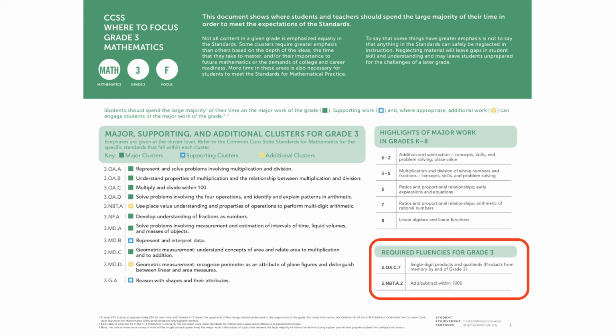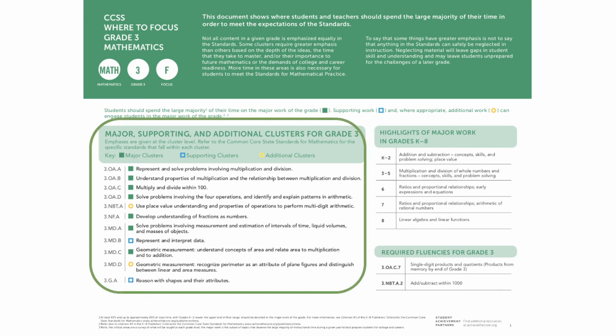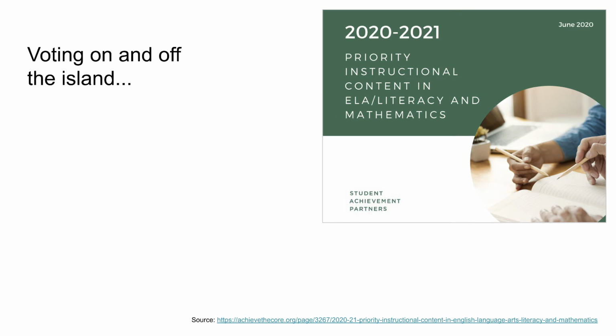You're going to look largely, if this is for math only, you're going to look at your required fluencies and your highlights of your major work, and you're going to look at these solid square standards to kind of begin the process of deciding what standards are your essential standards that you're going to be teaching this year versus what standards, while they're important, are going to get voted off the island. And that's what this document really is influential.